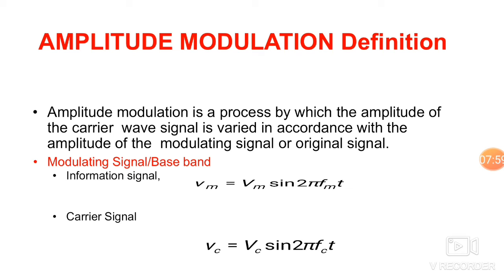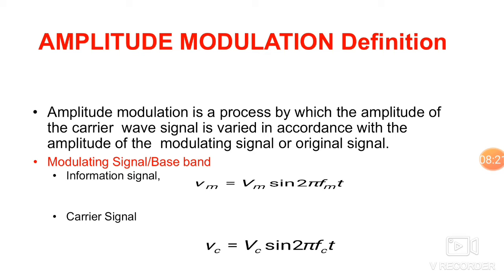To learn about the basis of amplitude modulation, we are going to talk about two signals. One is called the message signal and another one is called the carrier signal. Both signals are there on the transmitter side. The message signal or information signal is represented as Vm = Vm sin 2πfmt.